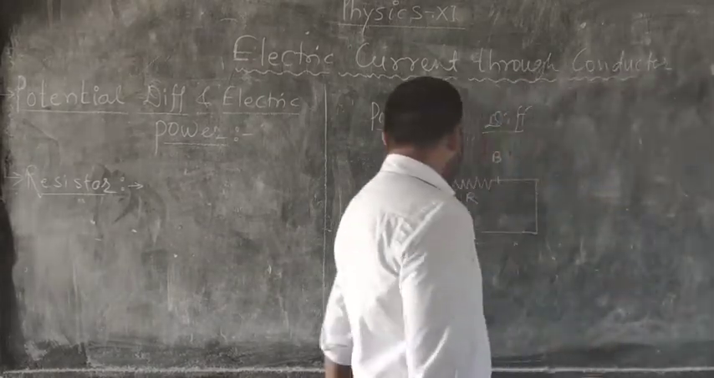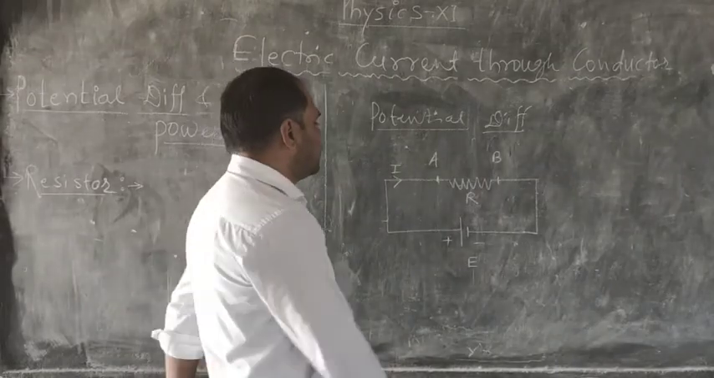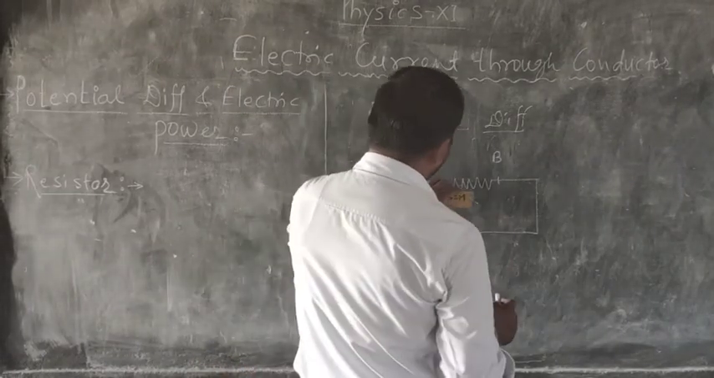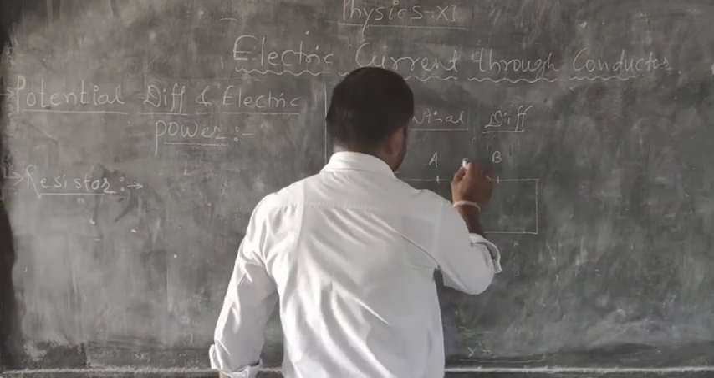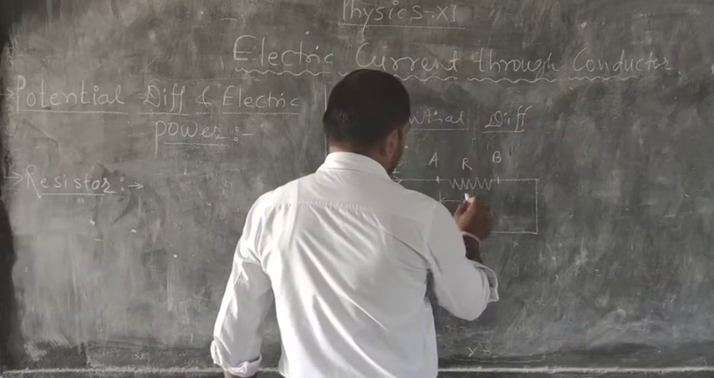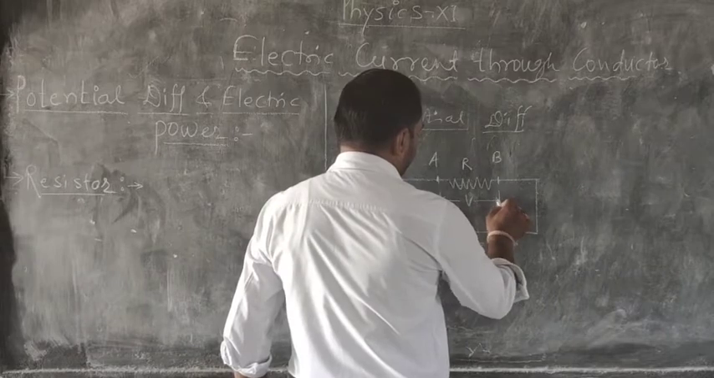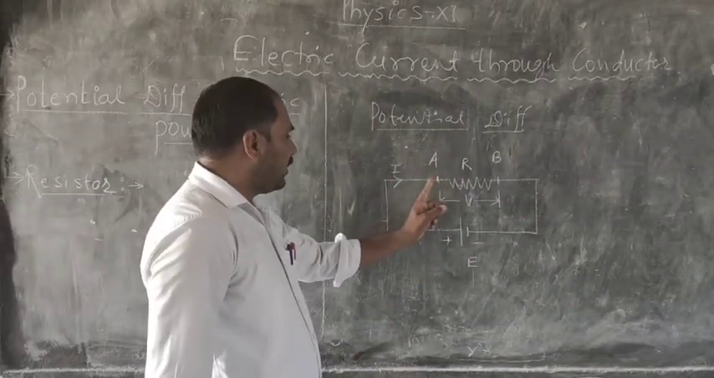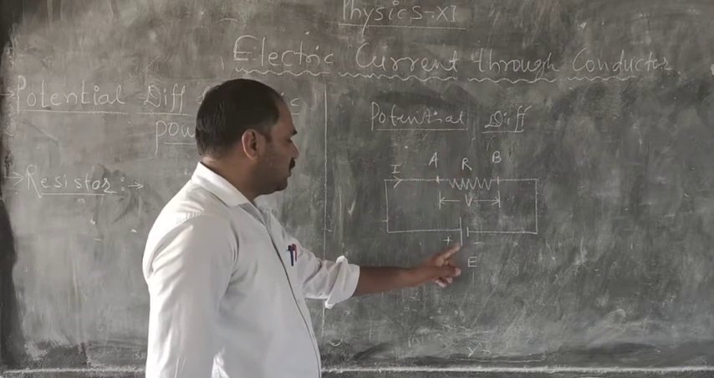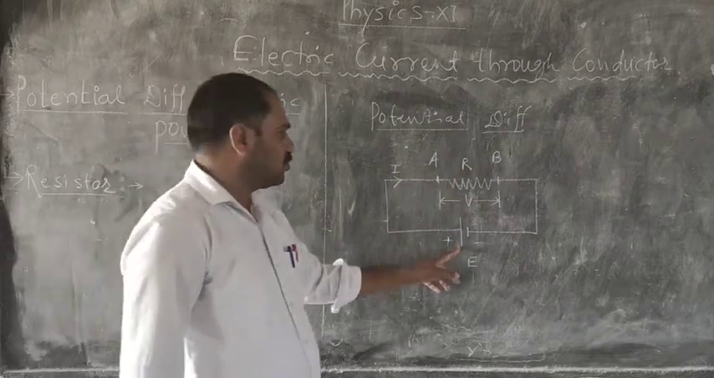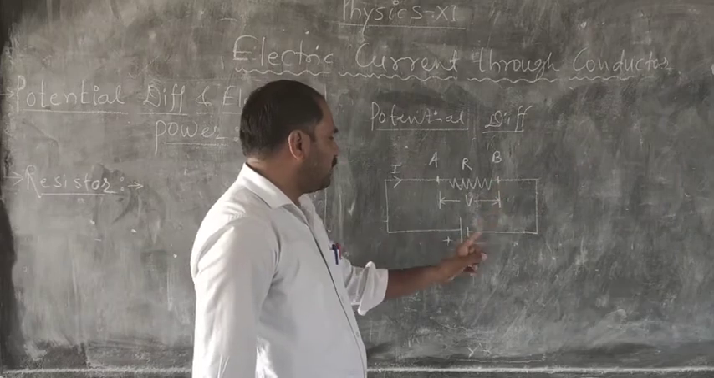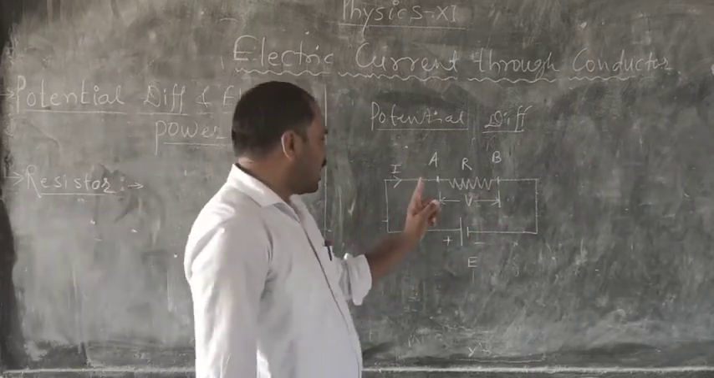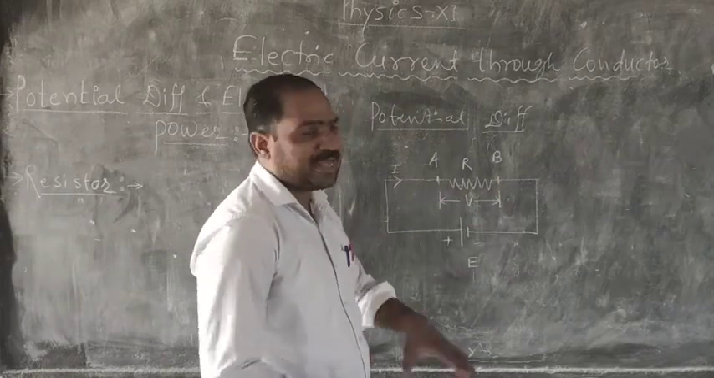Omega. So here the potential difference is applied at the two ends, that is A and B, of the resistor R. So here is the potential difference between the two ends A and B. Means here the point A of the resistor is at the positive potential, whereas the point B of the resistor is at the negative potential. So this is the higher potential, this is the lower potential.